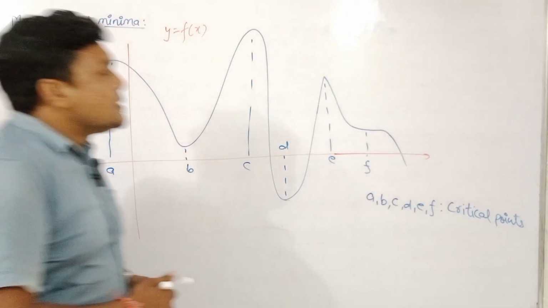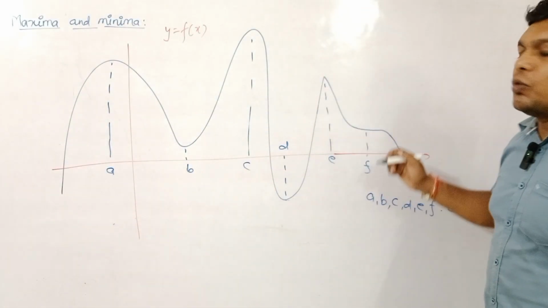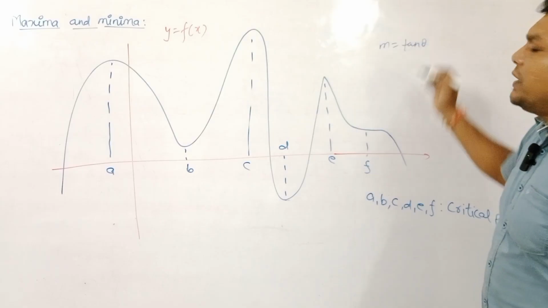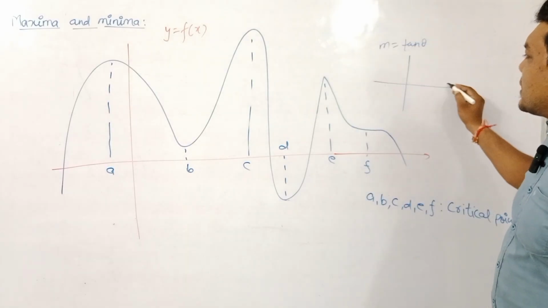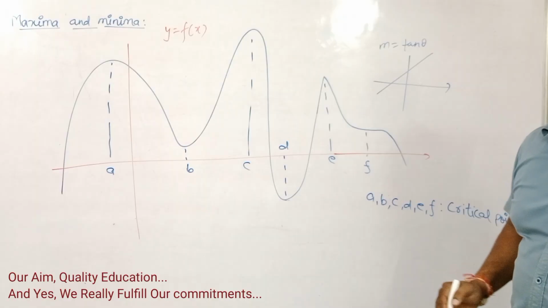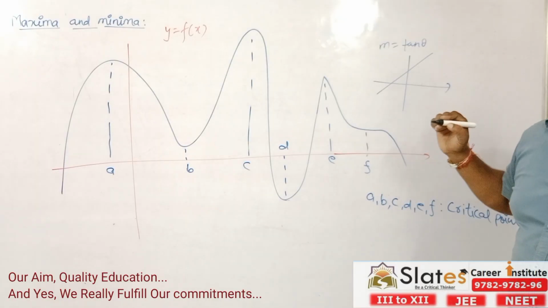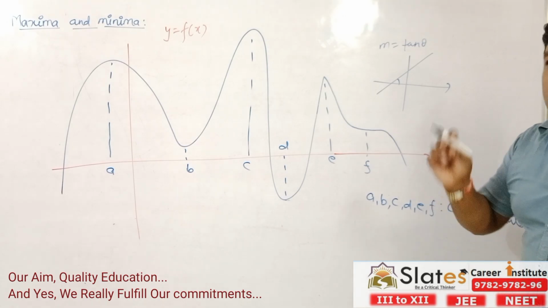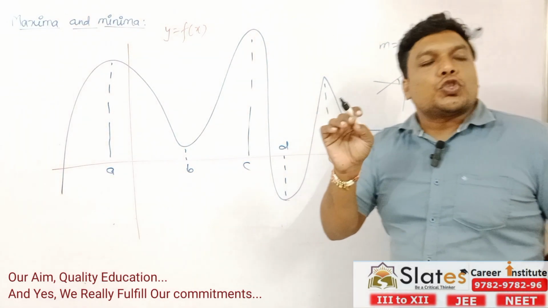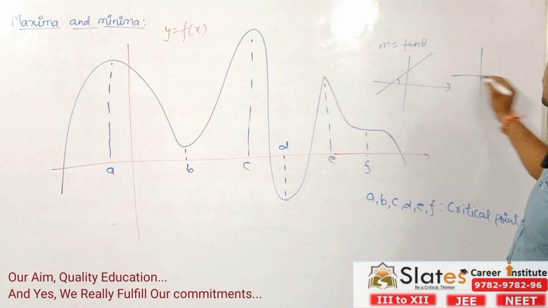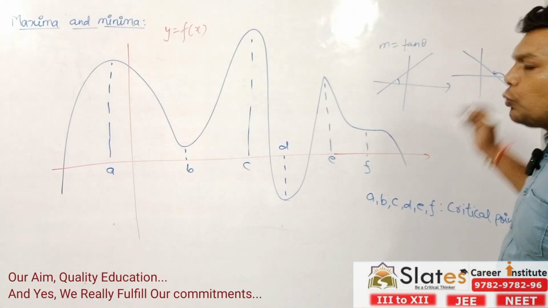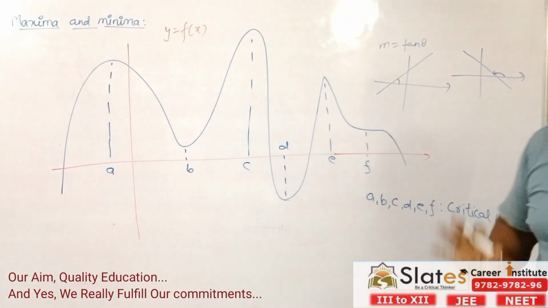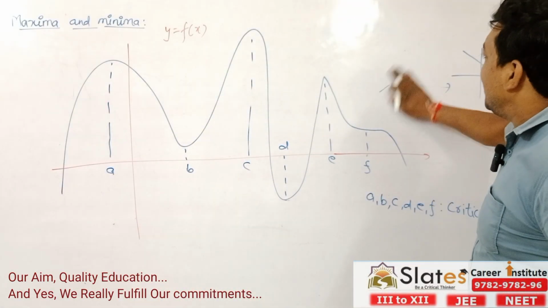Now, the second important thing, which we have already discussed. Suppose this is the slope of the tangent, m equals tan theta. If this is the curve and this is the line, will its slope be positive or negative? Positive, because theta is an acute angle. If theta is between 0 and pi by 2, the slope will be positive. And if theta is between pi by 2 and pi, that is, theta is an obtuse angle, then m is negative. Is it okay?